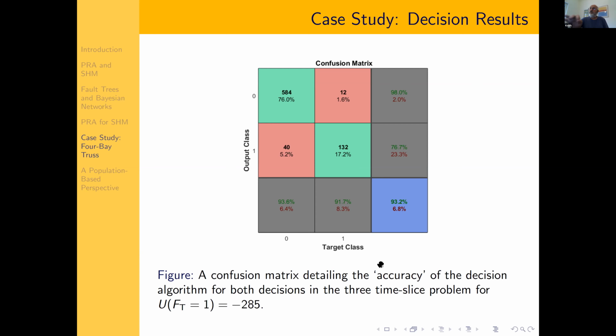And so you can see that even though the classifier was only 60% accurate, we've actually arrived at a decision maker which is 93% accurate. It makes the right decisions 93% of the time, for this problem of over 3 days saying, do we do nothing? Do we perform maintenance? And that's for a specific cost of a failure.